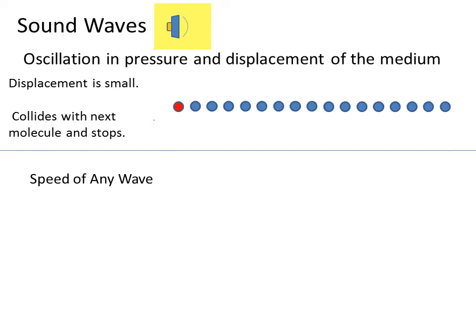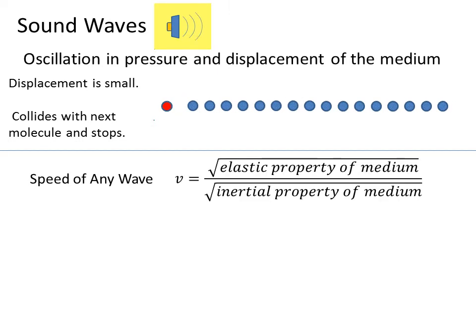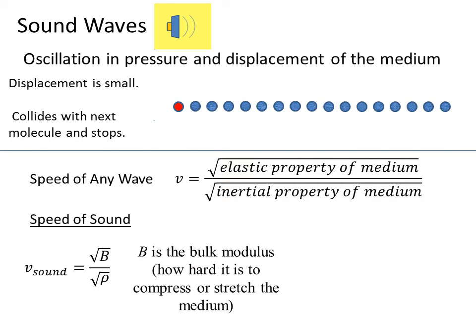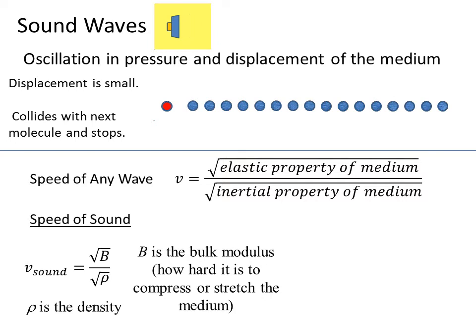And what is the speed of this disturbance? Well, the velocity is equal to the square root of the elastic property of the medium divided by the inertial property of the medium. For the speed of sound, this is equal to the square root of B over rho. B is the bulk modulus, or how hard it is to compress or stretch the medium, in other words, the elastic property for sound. And rho is the density of the medium.